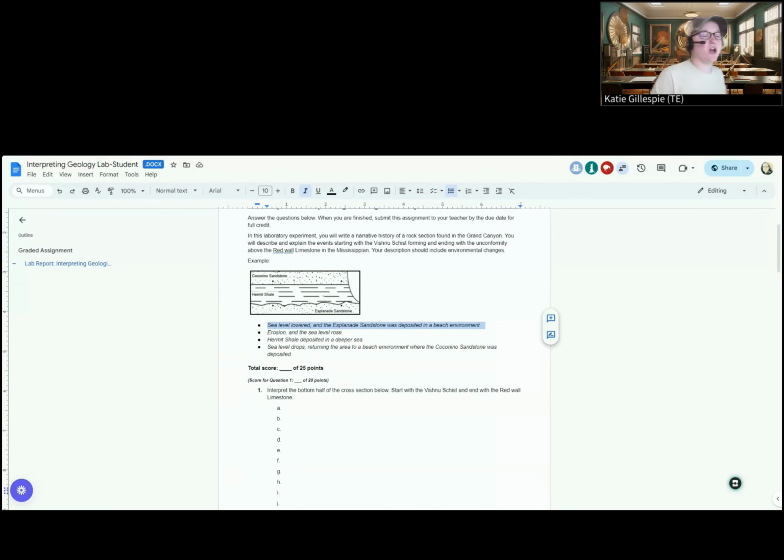That something is called erosion. All right, so anytime you see a squiggly line on our cross section today, know that it is erosion. Okay, now, what do we know about sea levels if we have shale that comes next? Shale comes next. What do we know about sea levels? Good, it has to rise.